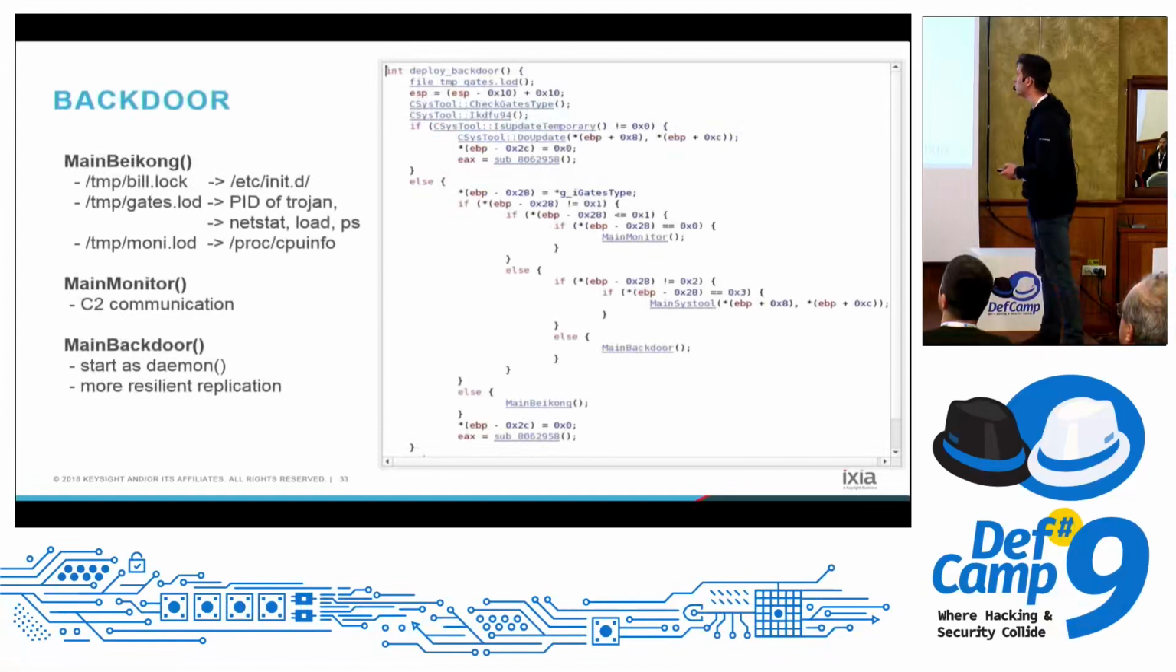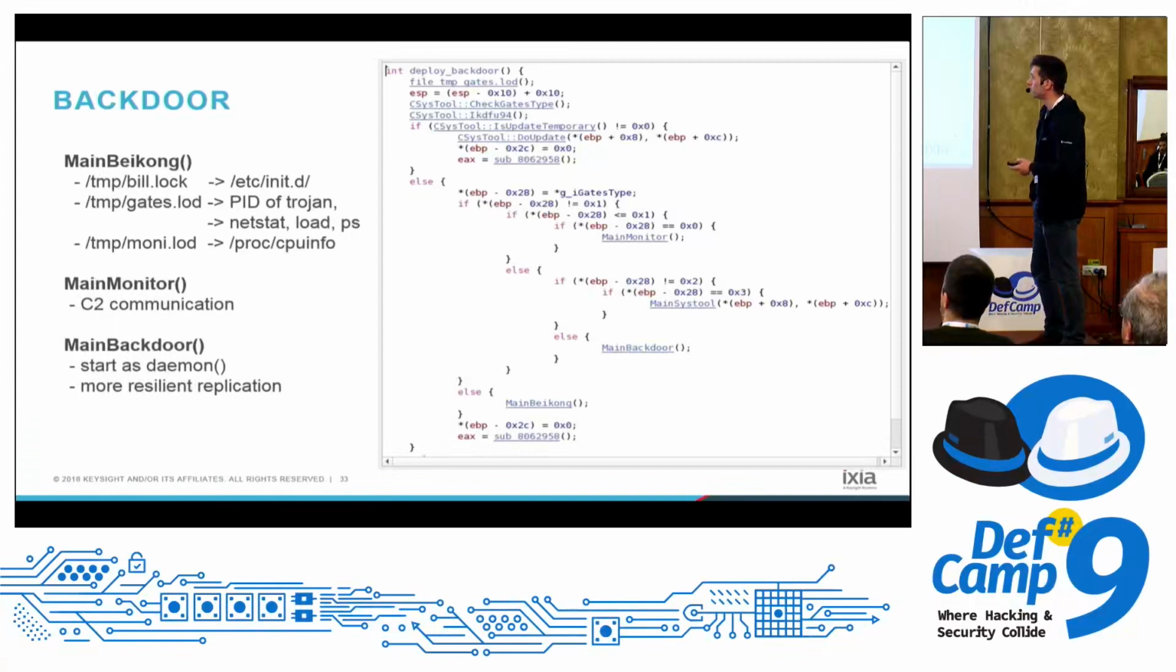This method will call a method which I entitled deploy backdoor. And here there are three things of interest: main.baycong, main.monitor, and main.backdoor. What happens here? A bunch of information about the machine is obtained, such as the CPU load, network load, and so on. And it is sent within the main.monitor method to the command and control server.